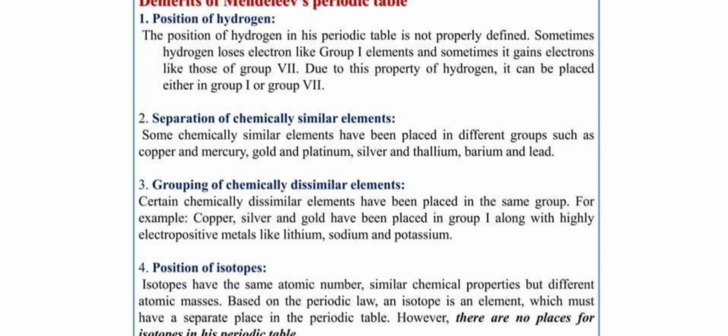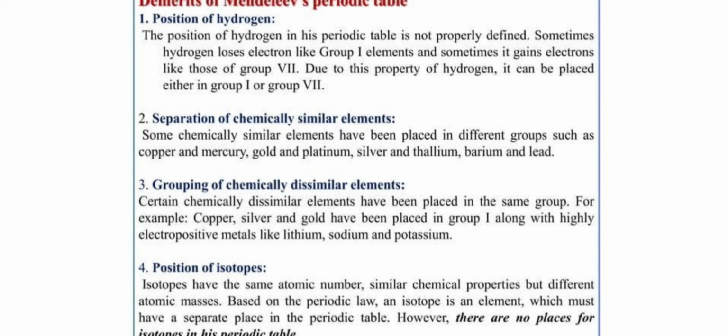Demerits of Mendeleev's periodic table. Position of hydrogen: the position of hydrogen in the periodic table is not properly defined. Sometimes hydrogen loses an electron like group 1 elements. Sometimes it gains an electron like those of the 8th group elements. Due to this property, it can be placed in either group 1 or group 8. See, the position of hydrogen is still a controversy. If hydrogen loses 1 electron, it becomes group 1. If it gains 1 electron, it becomes group 8. So the position of hydrogen is still not defined.